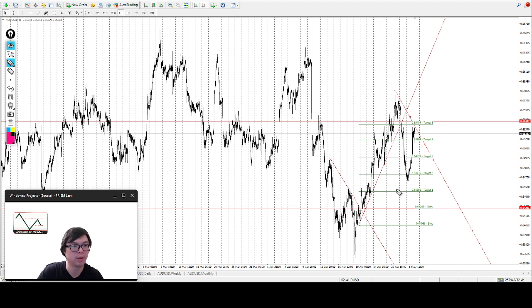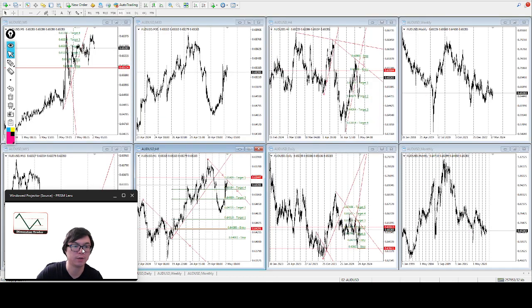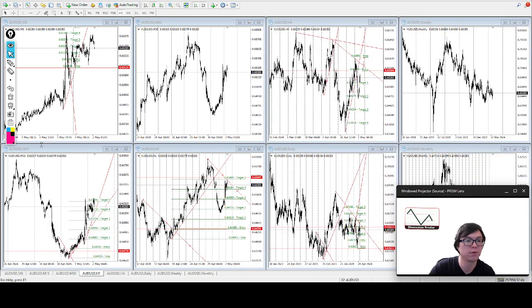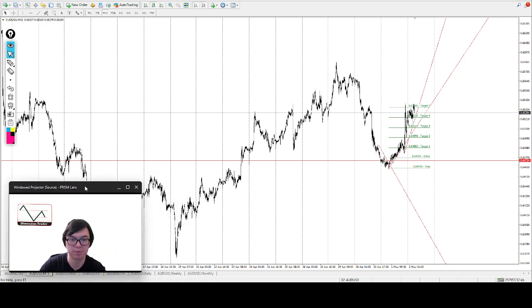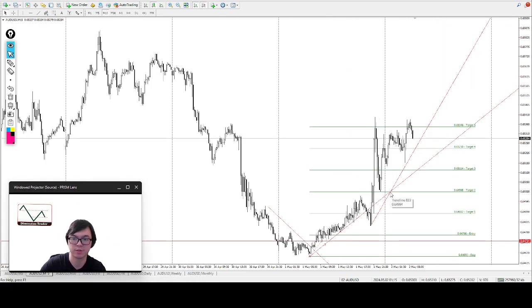Okay, and now down to the 15-minute. This area is going to be very interesting to see. First of all, we can tell this is the New York close, and around the 00 time, this is the London open.